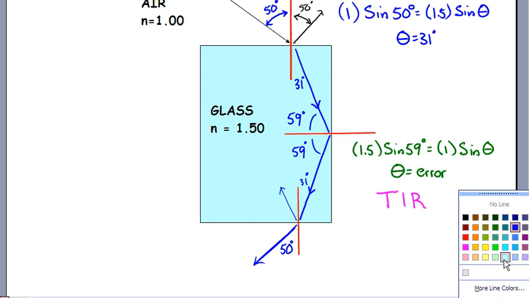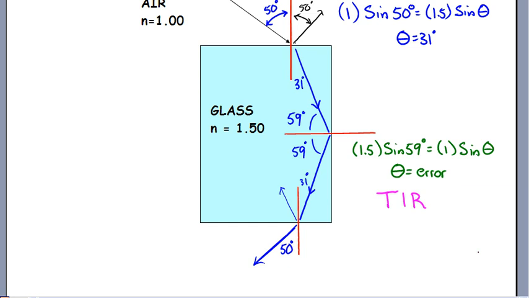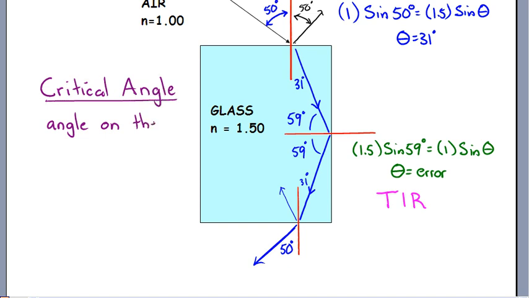When people are exploring that whole TIR thing, they sometimes want to know when that will happen. And it's sometimes useful to find what we call the critical angle. This is the first angle where you're going to get total internal reflection. So I always remember it this way: the critical angle is the angle on the slow side, that would be the glass in this story, when the fast angle is 90.